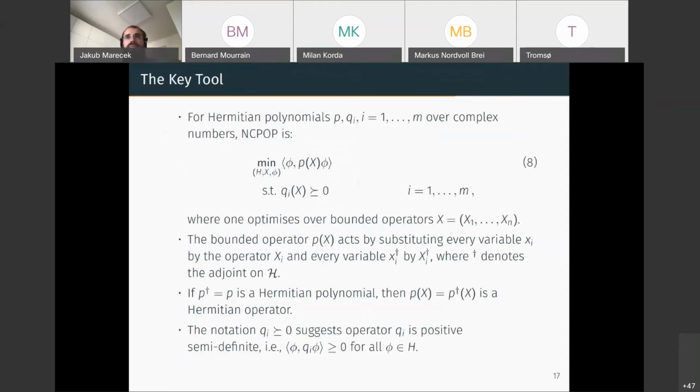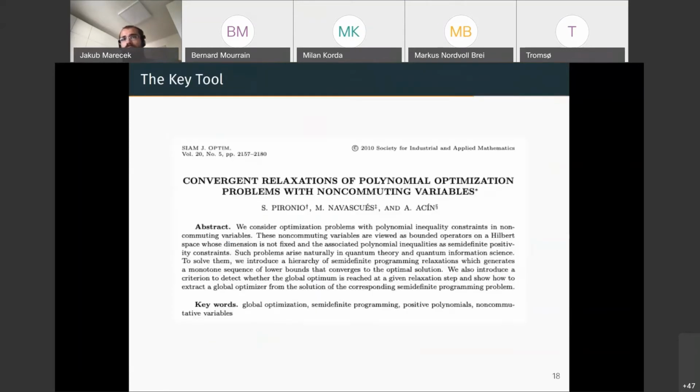The key tool in this, outside of the Magnus expansion, is the non-commutative polynomial optimization, which Sabine has introduced so nicely in the previous talk. And though I won't go into much detail here, we really crucially rely on the results of Pironio, Navascués, and Acín.